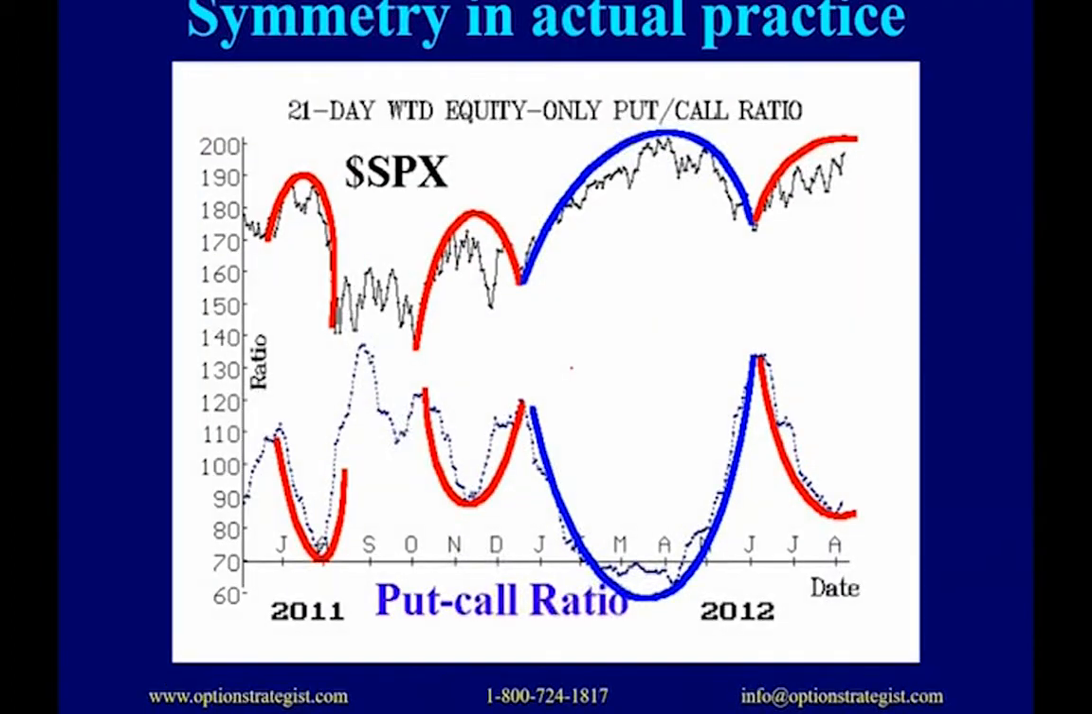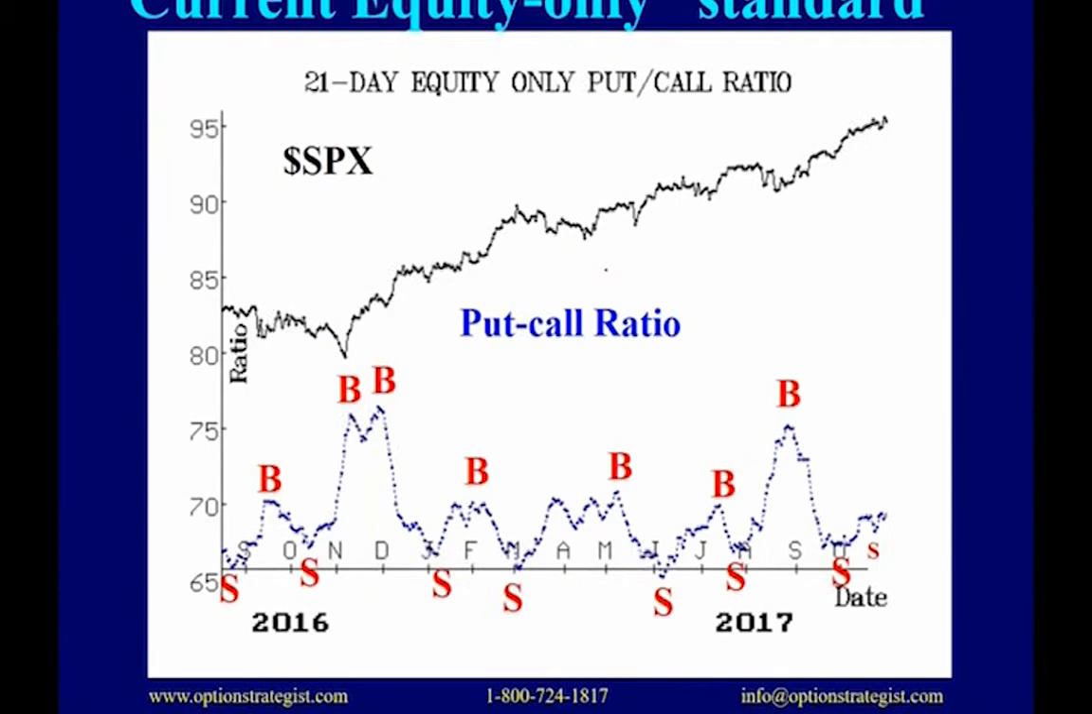Here's not a recent, but just a chart of the equity-only put-call ratio on the bottom and the S&P 500 index on the top. I just want to show you the inverse symmetry that exists between the two, so that you can see that using this put-call ratio to help predict where the S&P 500 is going is a worthwhile endeavor. So here's the current equity-only put-call ratio, the one we just described.